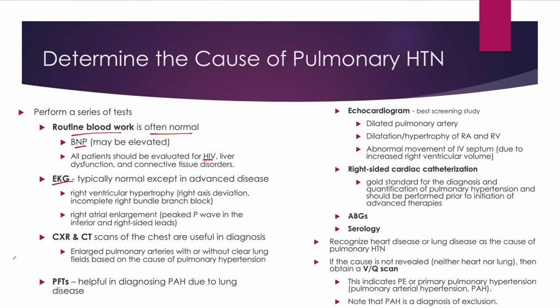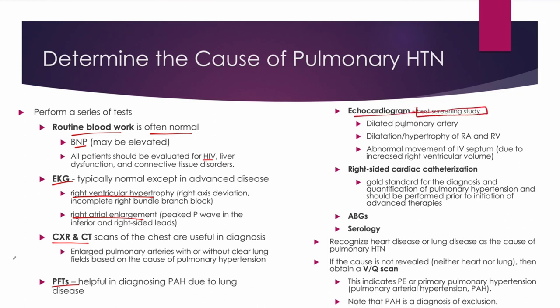In advanced disease, it'll show some right ventricular hypertrophy, which we understand is because of the increased pressure, and right atrial enlargement in later stages from the failure. You also get chest x-rays and CT scans. They can sometimes show enlarged pulmonary arteries as they dilate because they're pushing against a much higher pressure system. We also check PFTs. That's going to help us rule in or out pulmonary disease in the group 3 category. Echoes are the best screening study.